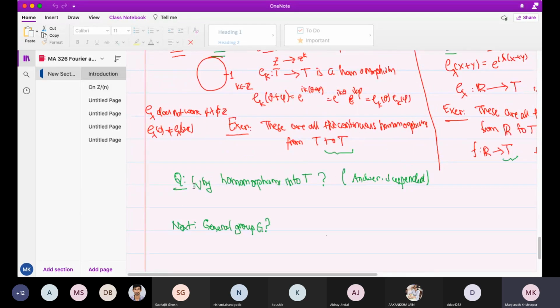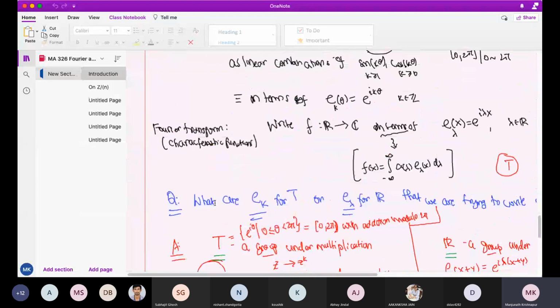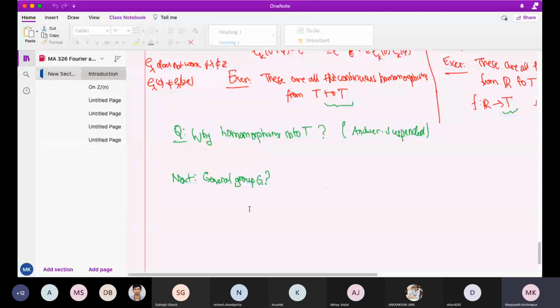So the question that we now start with is, why homomorphisms into the circle group? I haven't answered this; maybe we'll say something about that later. But the question is, for a general group, is this a meaningful way to get a basis? Does taking homomorphisms into the circle group give some particular nice functions, and what will that give us? That is the question we want to talk about.